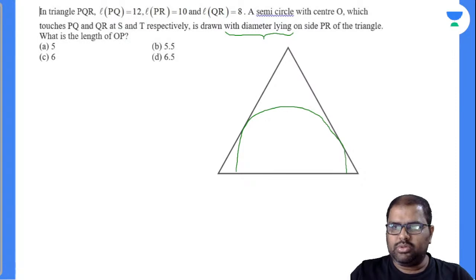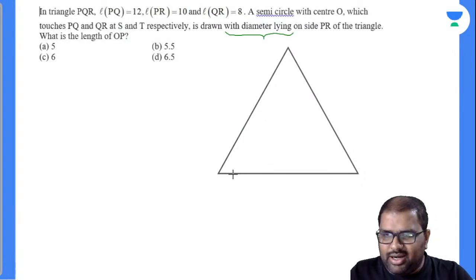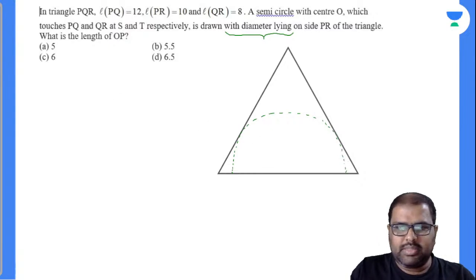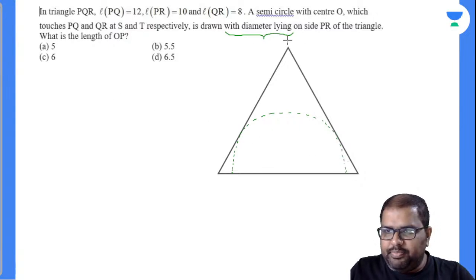So don't troll me with the diagram. I'll draw it like this. This will be very, very easy for me. So observe this. This is PQ, and this is Q. So your diameter is on PR now. This is the center of the semicircle O, the touching point on PQ is S, and this is T.